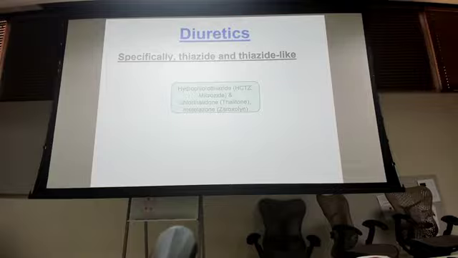Stage one drug, which one am I going to choose? Because I like to make it easy on myself. Probably a thiazide or thiazide-like. There's your three main drugs. Kind of easy to pick hydrochlorothiazide out of the lineup if you're looking for a thiazide diuretic.